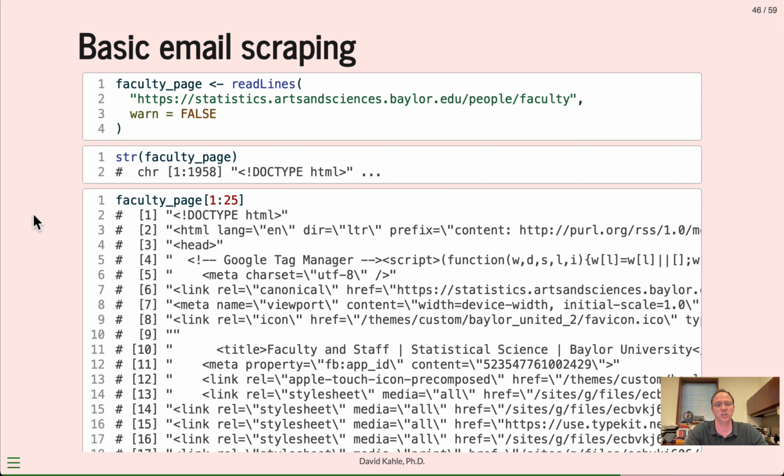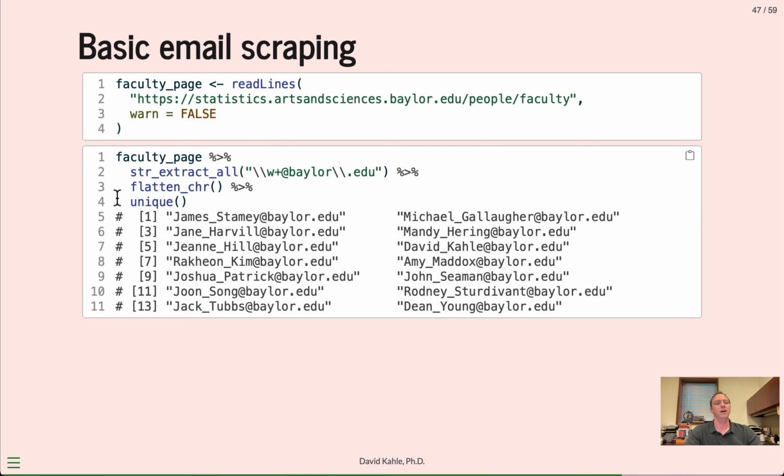Okay, so all of it just as a sequence of strings, so a character vector of length almost 2,000. Now I'll say str_extract_all, some number of one or more word characters, followed by the @ symbol, followed by baylor, followed by a period, followed by edu, and then I'll flatten that and pull out all the unique ones. And now I have all of the email addresses of all of the faculty on that web page.